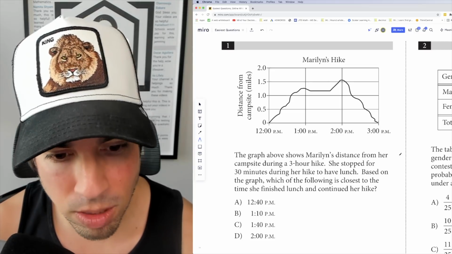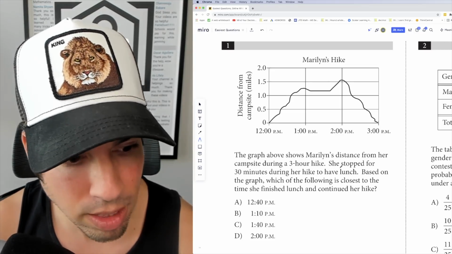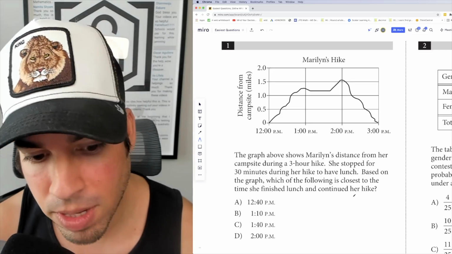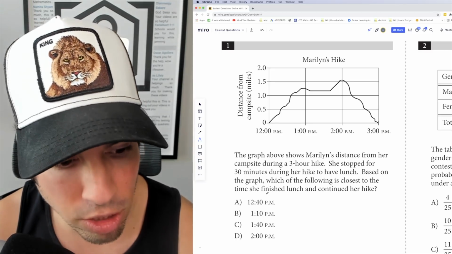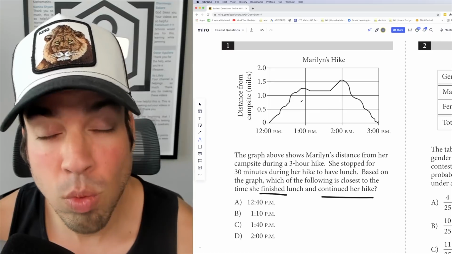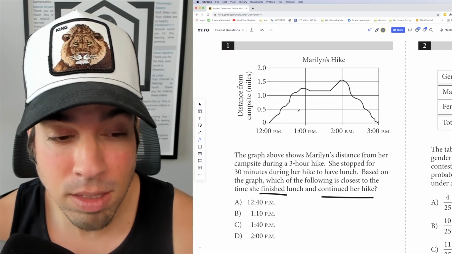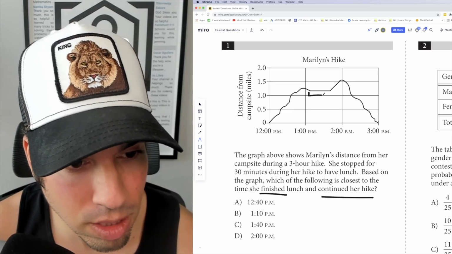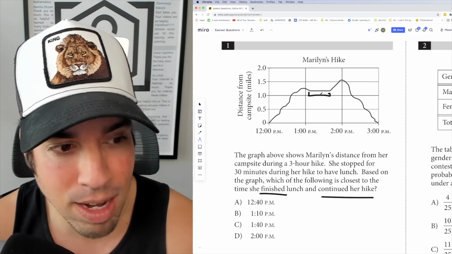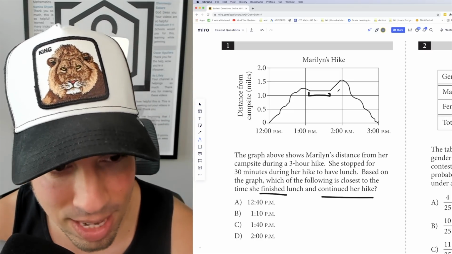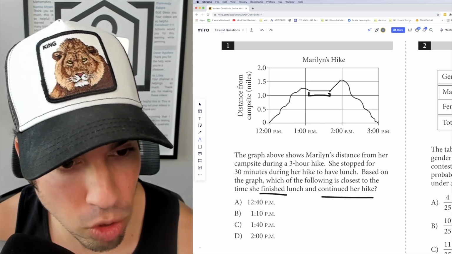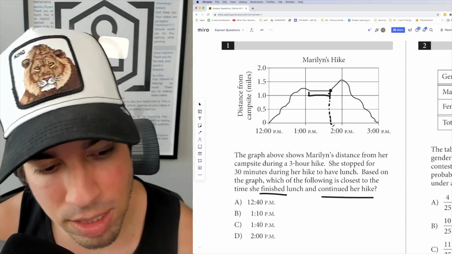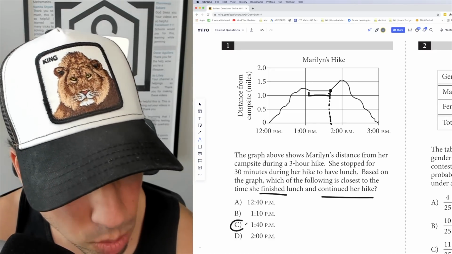Done. The graph above shows Marilyn's distance from her campsite during a 3-hour hike. She stopped for 30 minutes during her hike to have lunch. Based on the graph, which of the following is closest to the time she finished lunch and continued her hike? So where is it on this graph that I can see that somebody has probably stopped, meaning their distance is no longer changing? It's right here. This looks like that period where lunch is being had because the distance is staying exactly the same. So what time did she finish her lunch and continue the hike? It looks like right here, which is around, I'd say, 1:40. C is the winner.